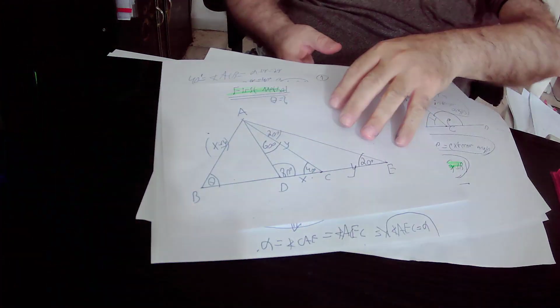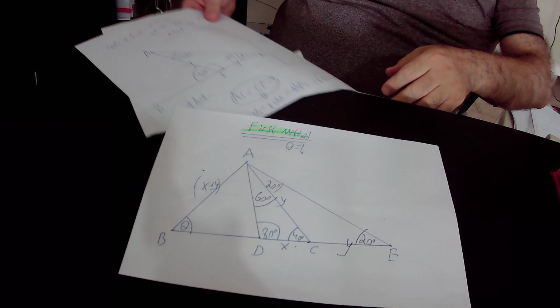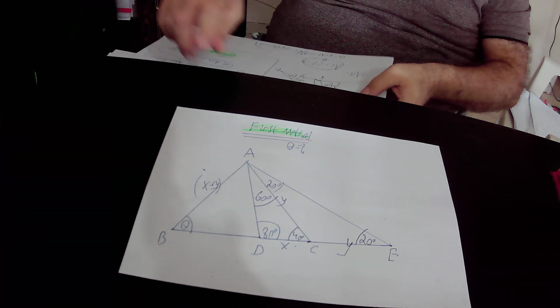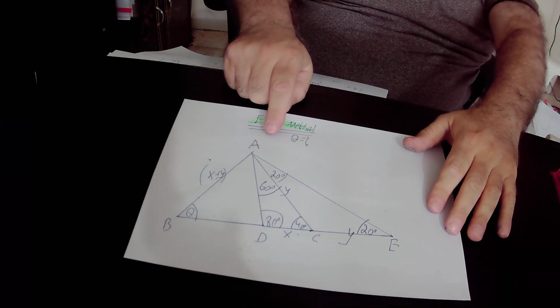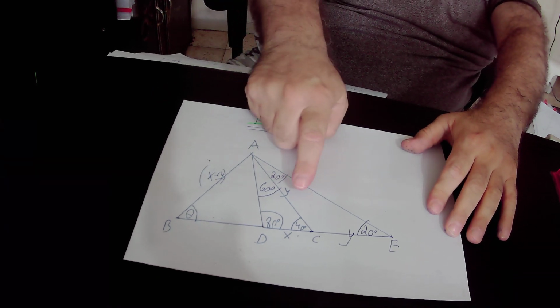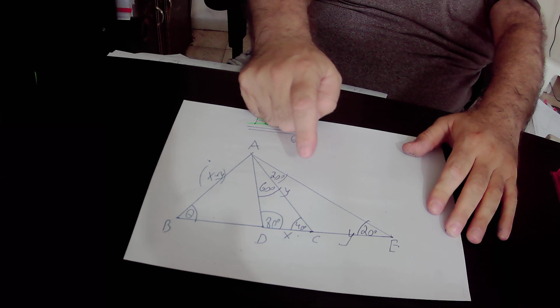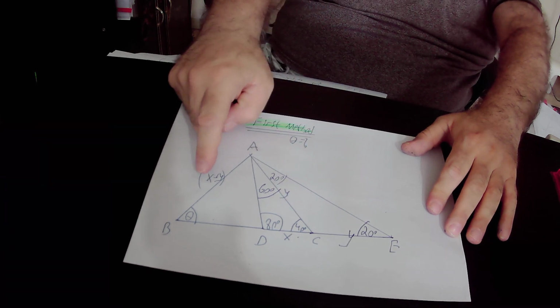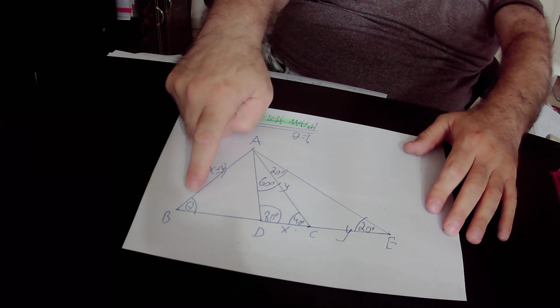So in the drawing we have triangle ABC. Side AB equals x plus y, side AC equals y, side DC equals x. This angle equals 40 degrees, this angle equals 80 degrees, and our mission is to find out the size of this angle, angle theta.